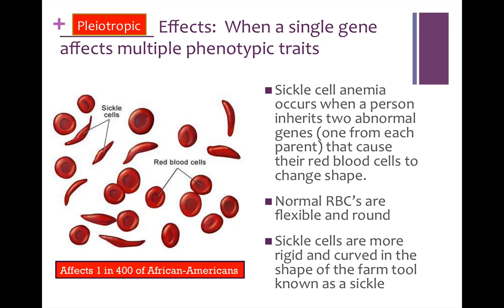As you can see in this slide, you have many that are normal shape, but you have many that are sickle shape. Normally, these red blood cells are flexible and round. However, if a person has the disease, some of their blood cells will go sickle-shaped, and they'll be rigid and curved. We call them sickles because they look like the end of the farm tool that has the half-round blade.